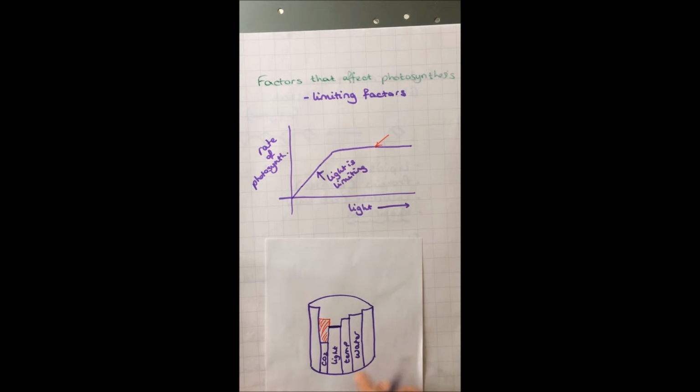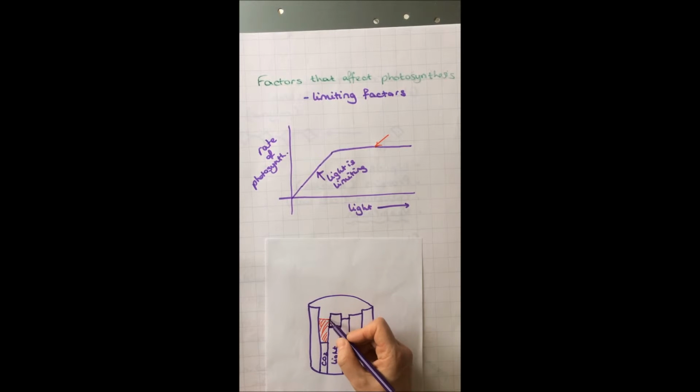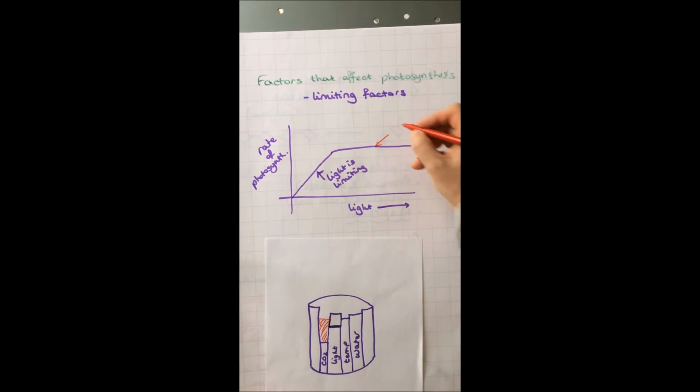So back on my barrel here, light is my limiting factor up to there, and then if my light were raised, say to there, all of a sudden it's no longer light that's limiting. Now it's either my carbon dioxide or my temperature, whichever of those were the lowest. So light is no longer limiting.